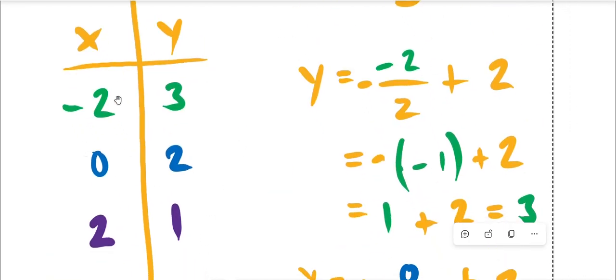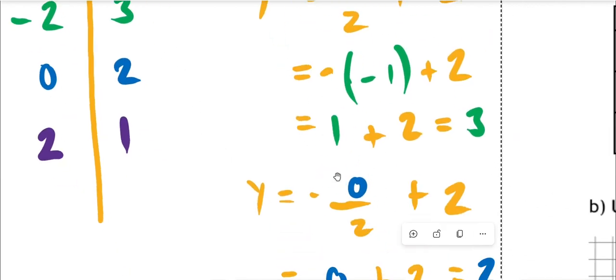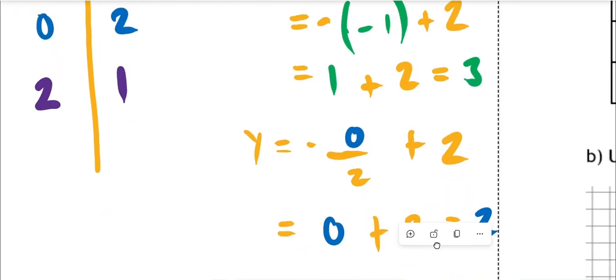Notice when we substitute in negative 2, we wind up with negative 2 over 2. That simplifies to negative 1. Negative 1 is positive 1, and so when we add those together, we get 3. Likewise, if I substitute in 0, this whole term goes to 0, and adding 2, I just get 2.